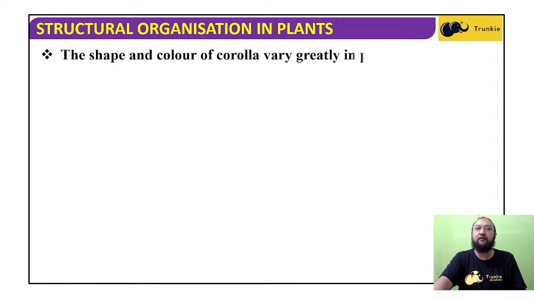The shape and the color of the corolla vary greatly in plants. In some flowers, you see yellow petals. In some plants, we find the red color. In some flowers, we find the purple color. In some plants, pink color. In some plants, white in color. In some flowers, we find the petals are also black in color. So the color of the corolla or petals varies greatly in plants.